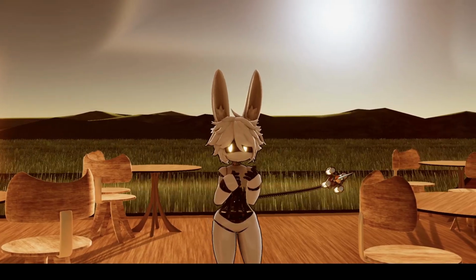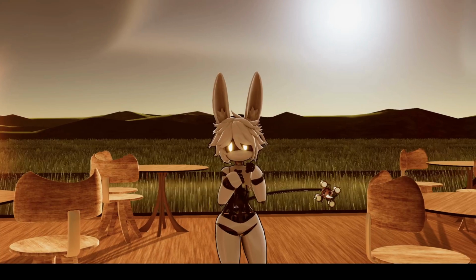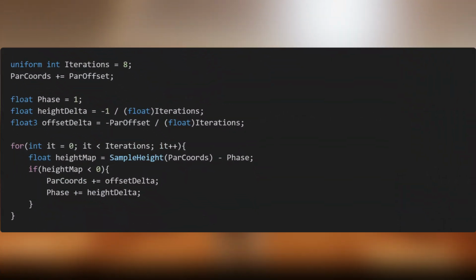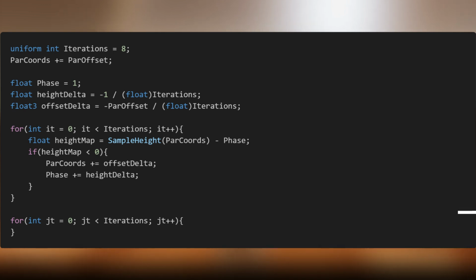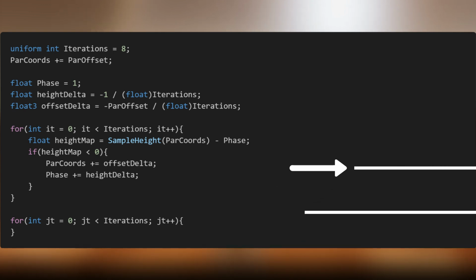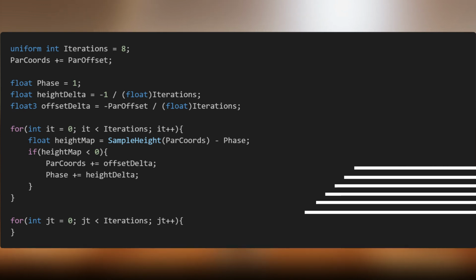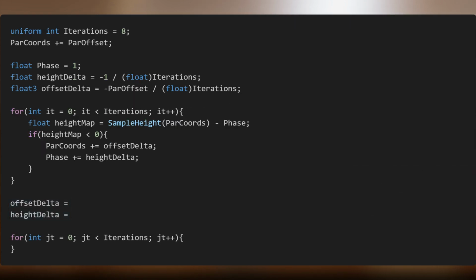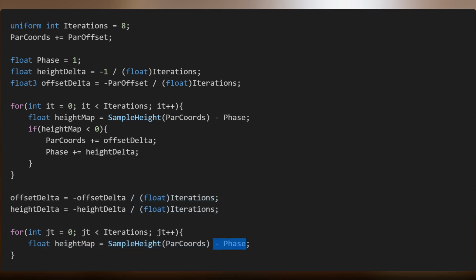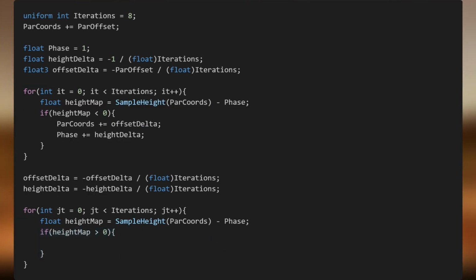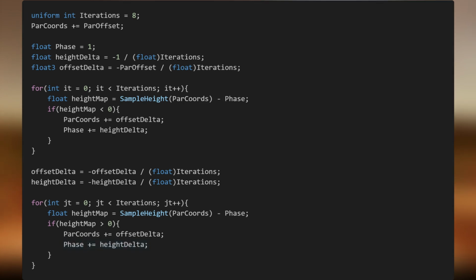Next one is an addition to the previous one, so it's more of an extra for the first one. It starts as the previous function, with another loop after the main one, moving the layers upwards instead of downwards. This second loop gives more detail to the layers. The offset delta and the height delta will be negated to make them positive and divided by the number of iterations again. Inside the loop, sample the height map again, subtract it by the phase, then if the value is higher than 0, sum the coordinates by the offset delta and the phase by the phase delta.